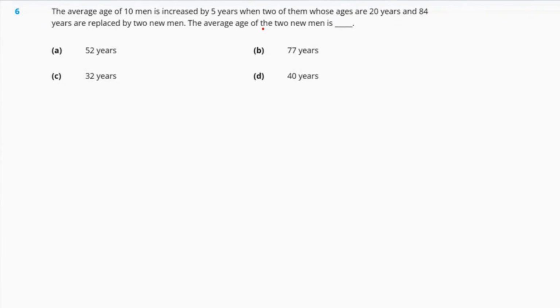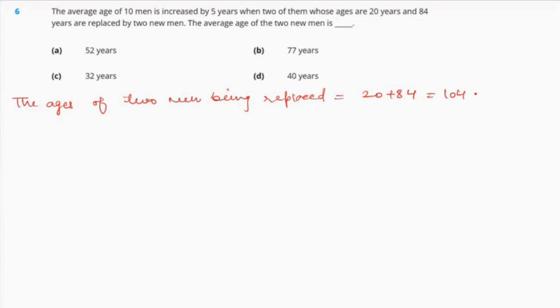So what is exactly given to us? The ages of the two men being replaced, which are 84 and 20, correct? So the ages of the two men who got replaced add up to 20 plus 84. That gives us 104 years.